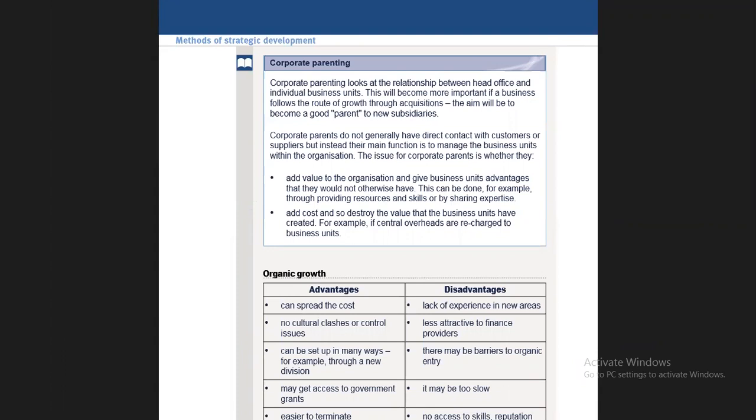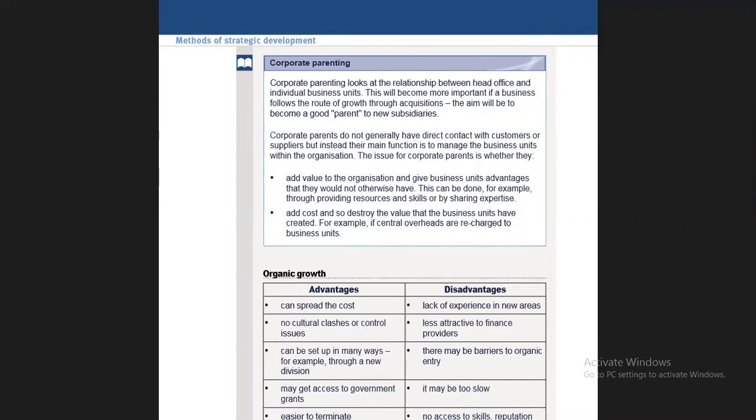Basically, corporate parenting means that if you are best at something, you will acquire a smaller company, and ultimately you will give it guidance on how to do that, how to improve its procedures, and how to have the skills to make better things. So you are basically guiding that company and parenting that company to be in a better position after acquiring it. So this is called corporate parenting.